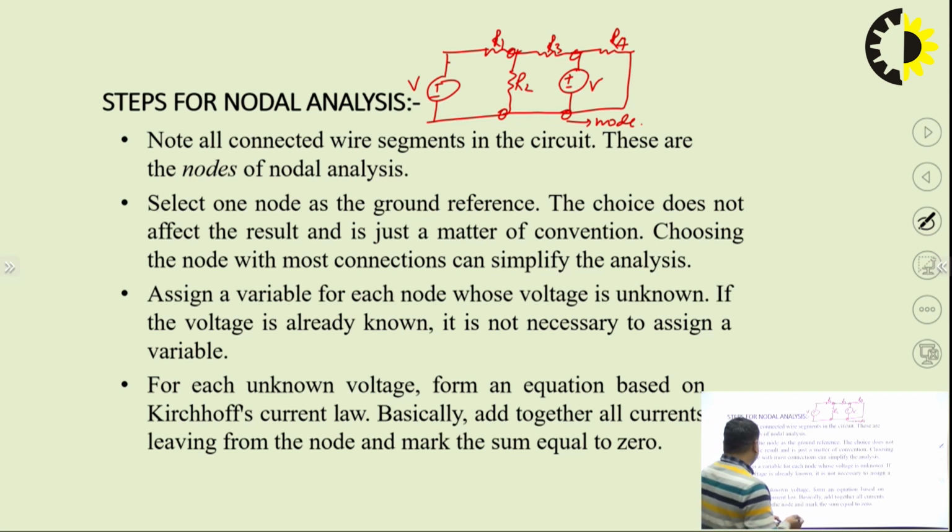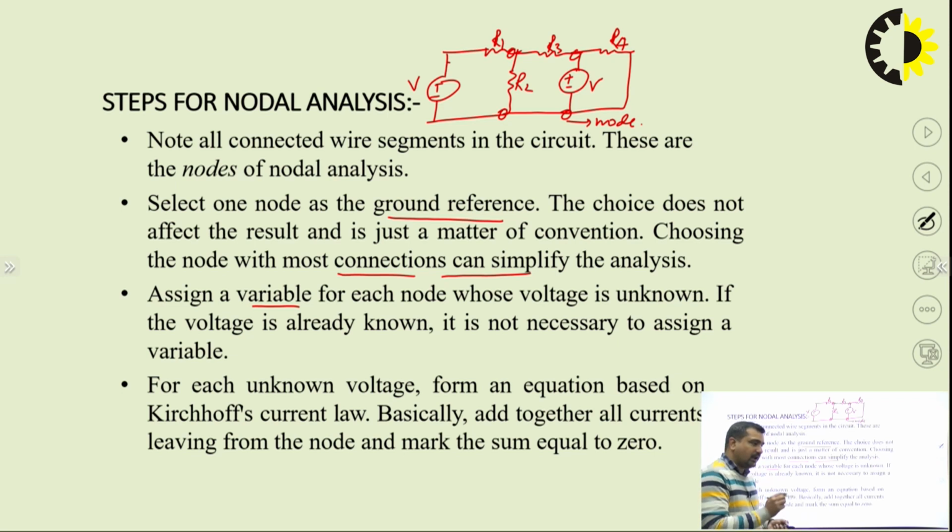In this analysis, we have to select one node as a ground reference, and the choice does not affect the result. Whatever you choose for the reference node, it does not affect the result of the analysis. It is just a matter of convention. Choosing the node with the most connections can simplify the analysis. Here it means we choose as the reference node the one which has the maximum number of branches connected together, and then we assign a variable for each node whose voltage is unknown.